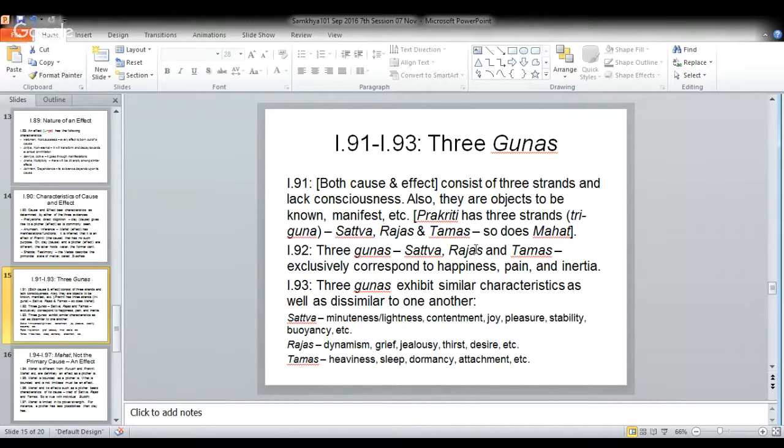But within Rajas, there can be possibilities of dynamism, grief, jealousy, thirst, desire, etc. Tamas is different from them because it is inertia and not happiness and pain, but it has sadharmya also, which is heaviness, sleep, dormancy, attachment, etc. So now the Prakriti is three strands and their different characteristics have been spelled out.